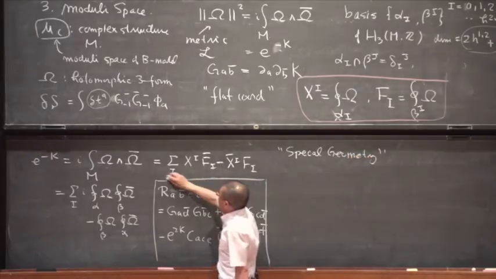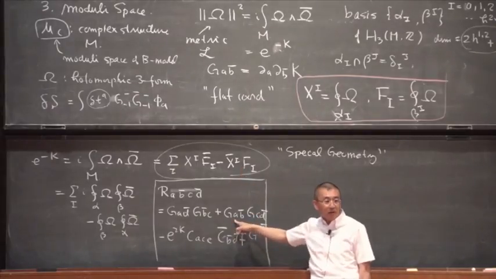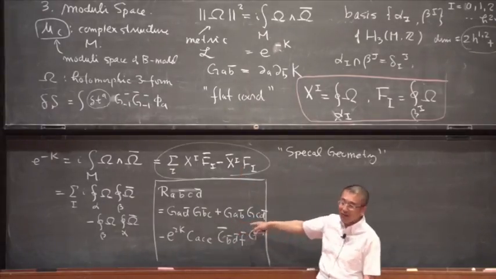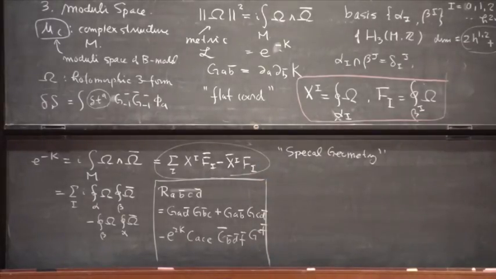And actually, these two are equivalent statements. If you have this type of metric, it's a simple algebraic exercise to show this, and I recommend you do that if you have spare time. Or you can go backward. Okay? This special geometry relation can be derived in various different ways.